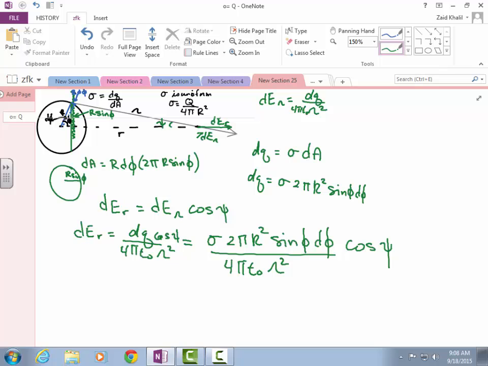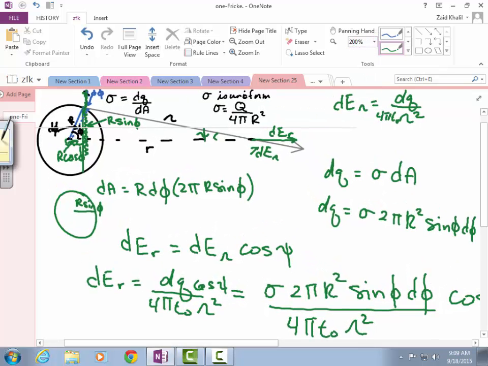So, be careful. That's psi, right? What is this length right here? That's r cosine of phi. That's this thing right here. That's r cosine phi.